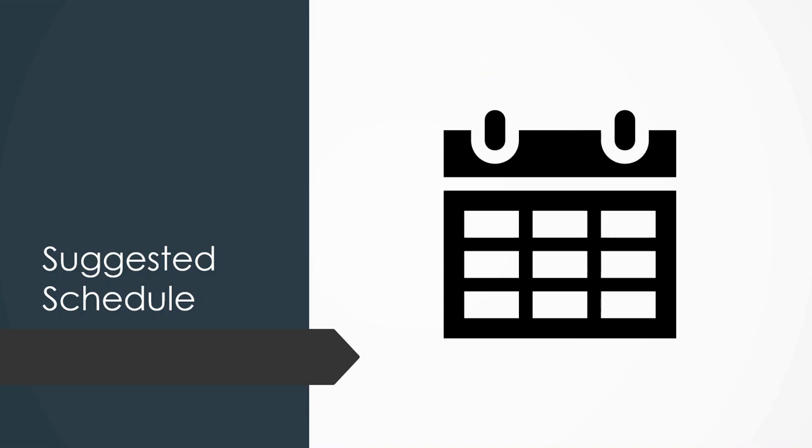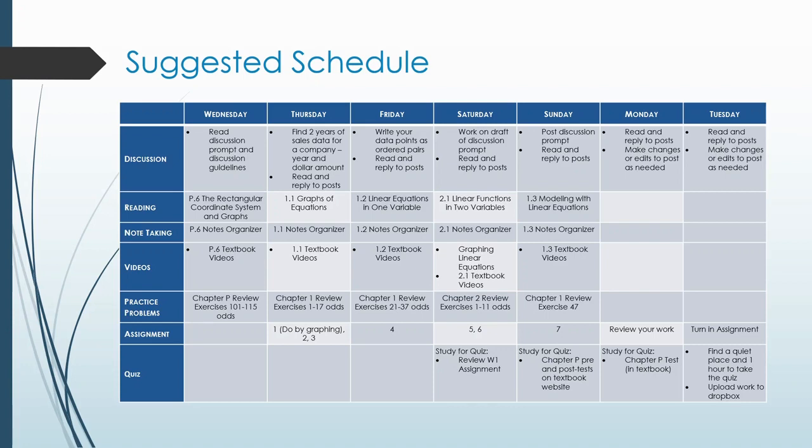So let's take a look at how I'm putting all of this stuff together into your schedule. So, suggested schedule. Your discussion, you can do a little bit at a time. So you can do your research on Thursday. You can get your data points on Friday. You can start working on your draft on Saturday, and then it should be posted by Sunday. For the reading, I actually flip-flopped 2.1 and 1.3 because 2.1 does not need 1.3, and then that way you can get to 2.1 sooner in time for making your discussion post.